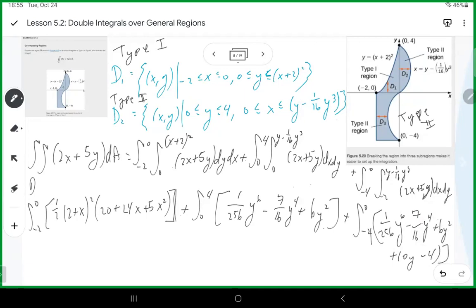Okay, so if you plug everything in after you do the second round, you end up with 40 over 3 plus 1,664 over 35 minus 1696 over 35. And that overall answer gives you 1,304 over 105.